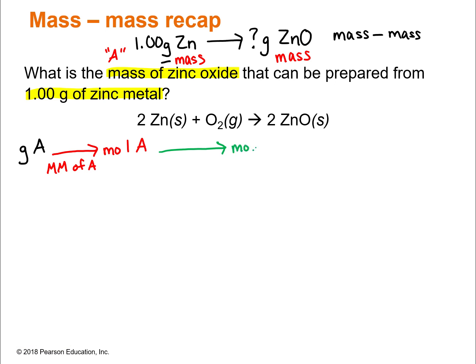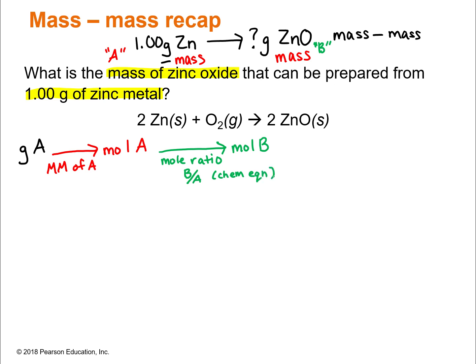The second step is to convert moles of A to moles of B. In our question, zinc oxide is the B. That's the unknown. We need to figure out how many grams of zinc oxide we make. We need a mole ratio for that. And the form that it's going to have is the amount of B over A, and that comes from the chemical equation.